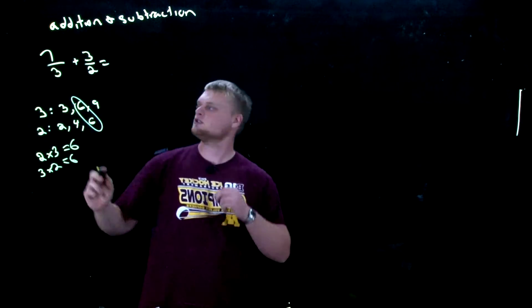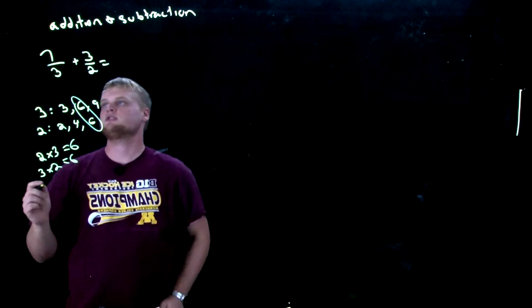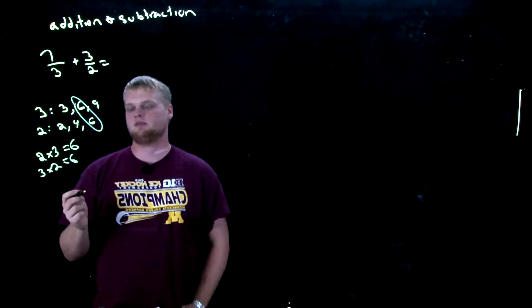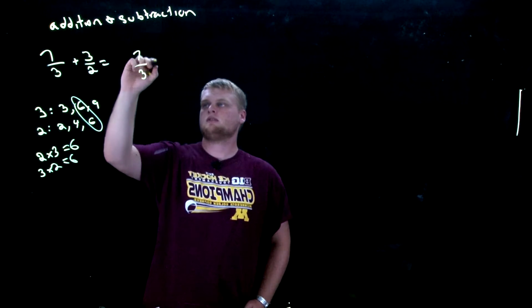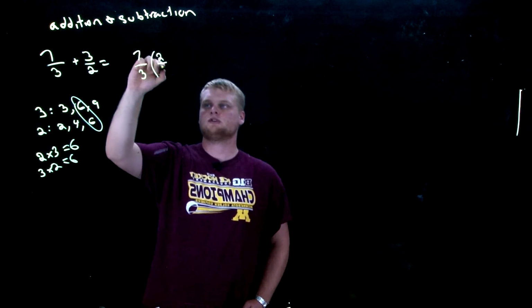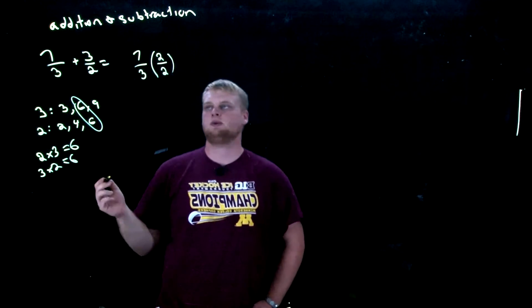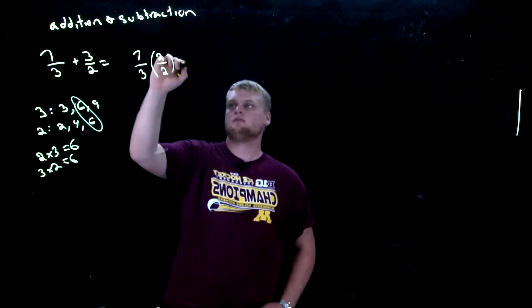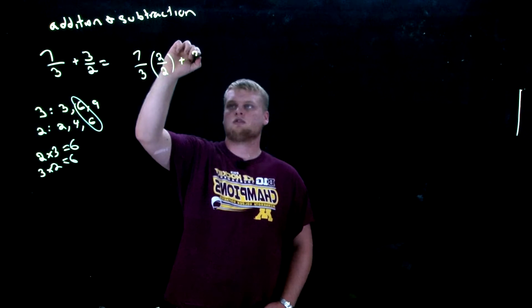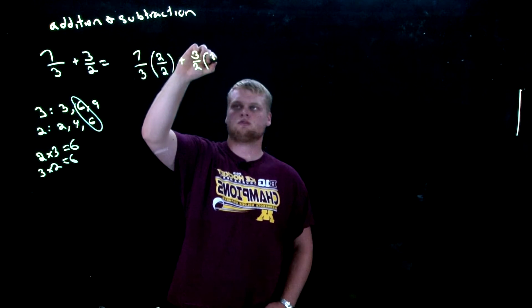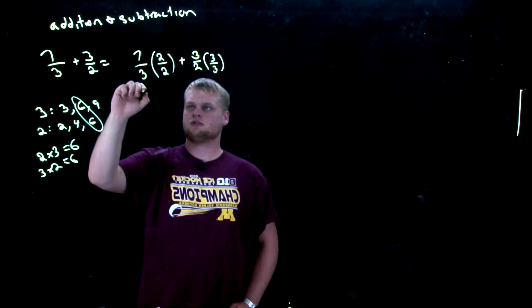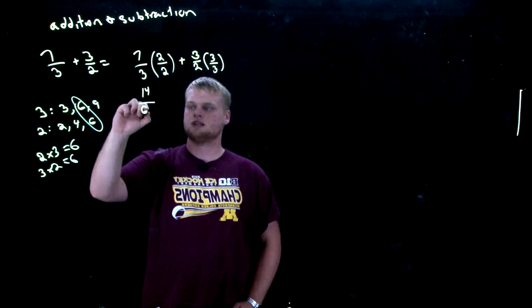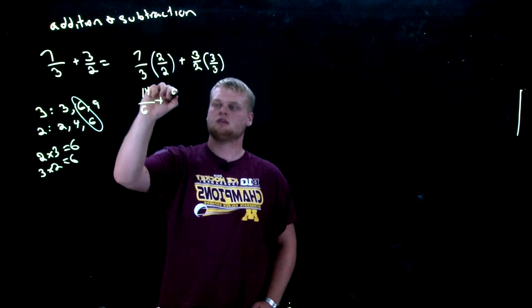Now, we cannot change the fraction, so we must multiply the numerator and the denominator by the same value. So 7 over 3, if we multiply that by 2 over 2, that gives us our common denominator without changing the value of the fraction. And then 3 over 2 times 3 over 3 gives us 14/6 plus 9/6.